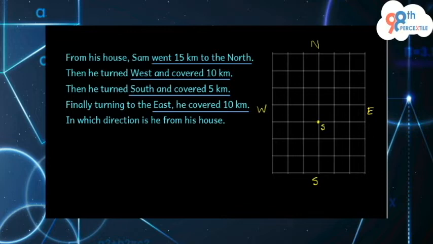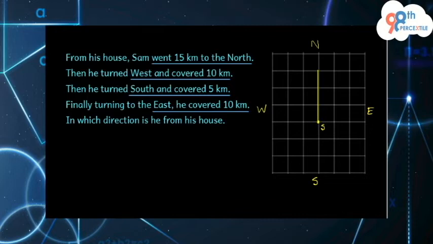For this question, it is not important to use a proper grid or graph every time. We can draw a rough grid kind of structure. So first let us move 15 kilometers to the north. Since one unit I have taken as 5, 15 kilometers towards the north will be something like this: 5 plus 5 plus 5, that means 15 kilometers towards the north.